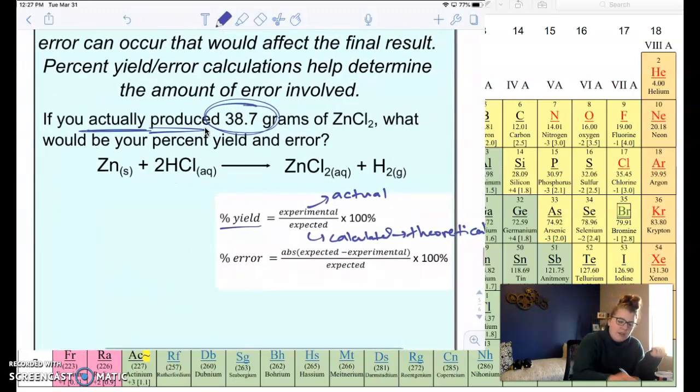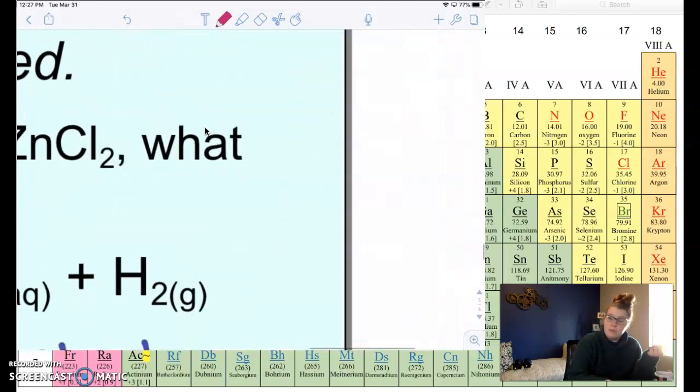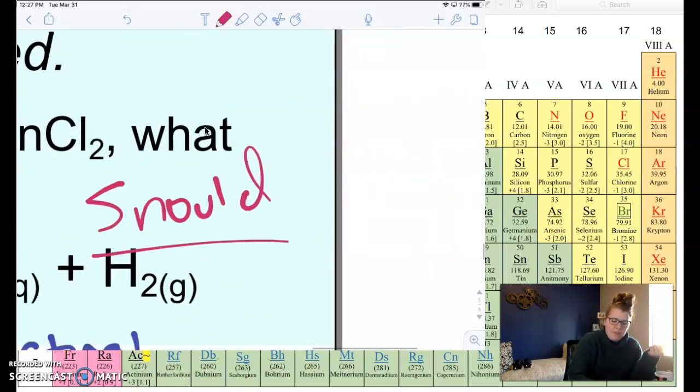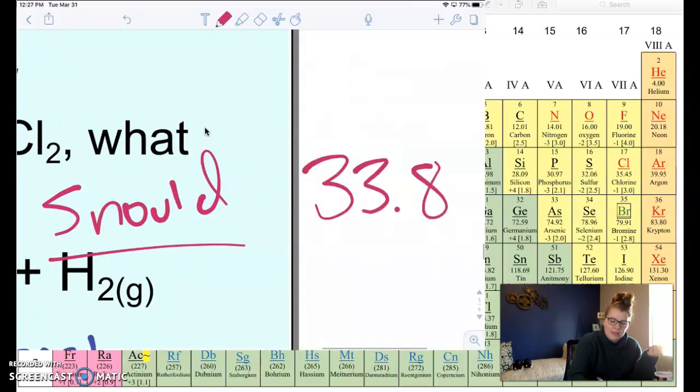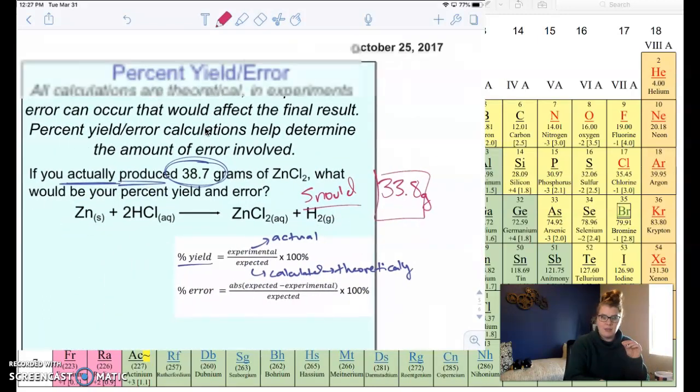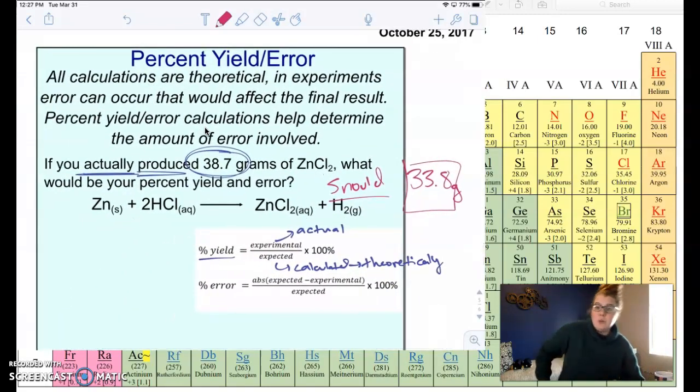So I'm not going to flip back for the sake of time, but on the previous video, we had figured out we should have made 33.8 grams. That's what the math told us. That's how many grams of zinc chloride we should have made according to the math. So now what I'm telling you is we actually made 38.7. So let's figure out what the percent yield is.